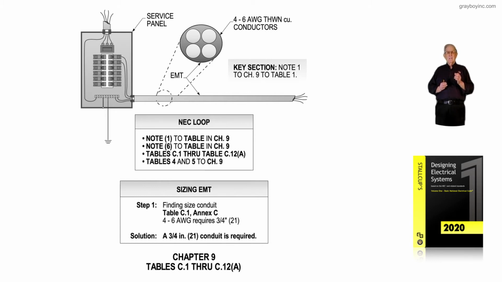Now, notice in the NEC loop, we call this out. Note 1 to Table 1 in Chapter 9, and Note 6 to Table 1 in Chapter 9 illustrate and give a reference over to Annex C. And then of course our Tables 4 through 5 in Chapter 9: Table 4 deals with our raceway systems, while Table 5 deals with the insulation and the cross-sectional area we would select based upon the type of insulation and the size of the conductor.